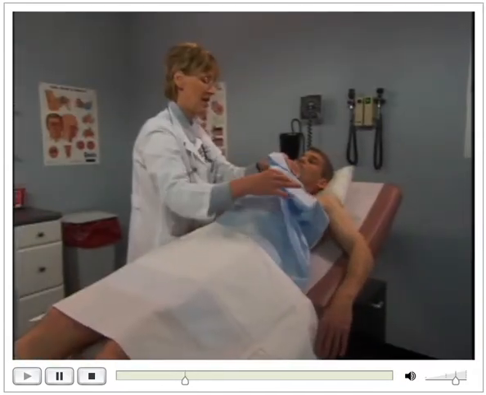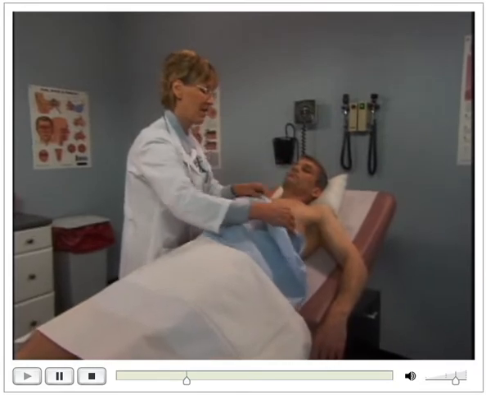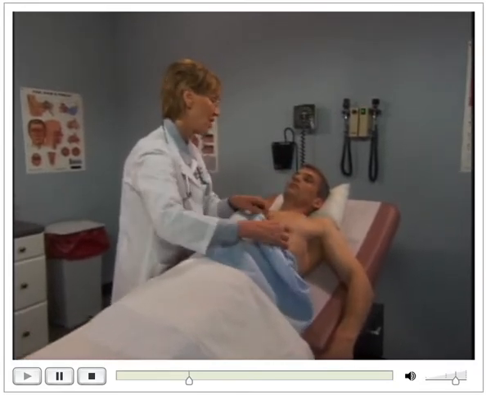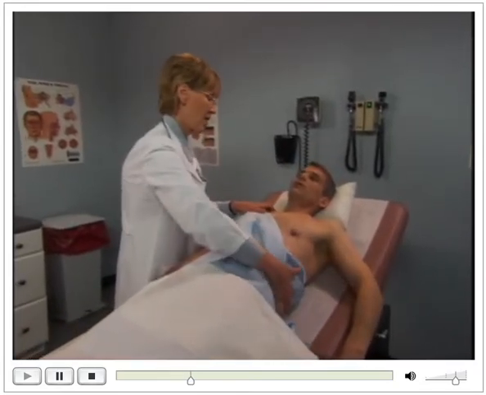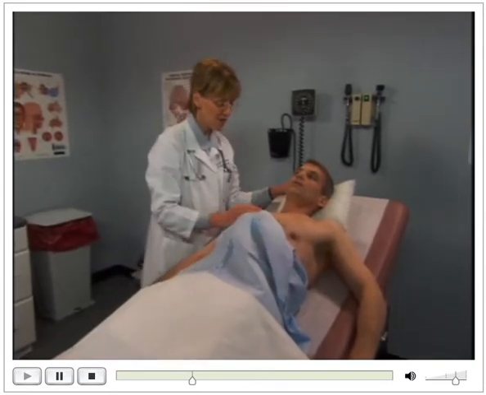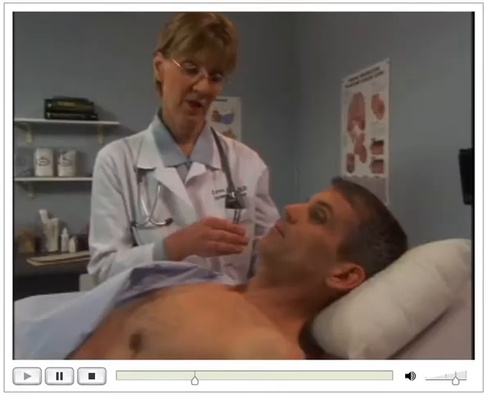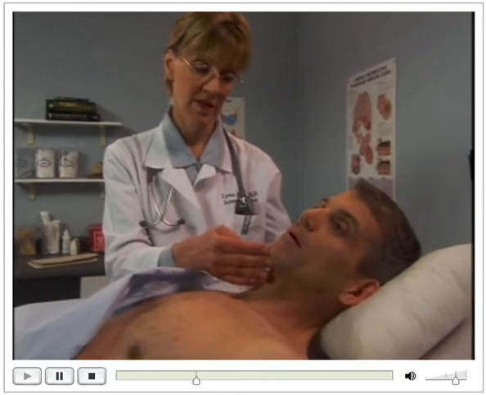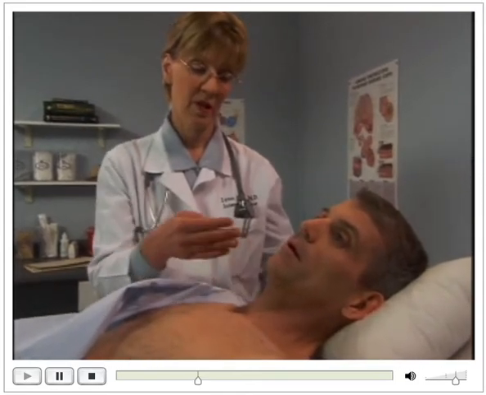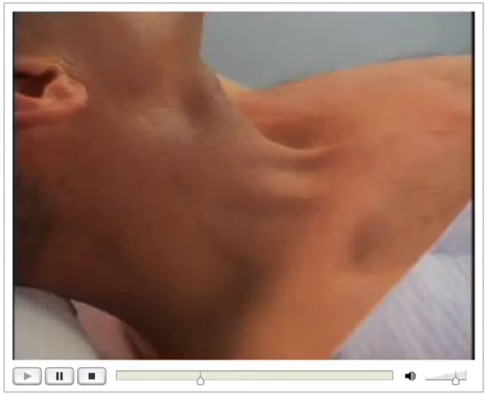Using tangential lighting if necessary, examine both sides of the neck. Then turn the patient's head slightly to the left, since the physical examination is conducted from the patient's right side. Focusing on the right side, identify the external jugular vein. Then find the internal jugular venous pulsations.